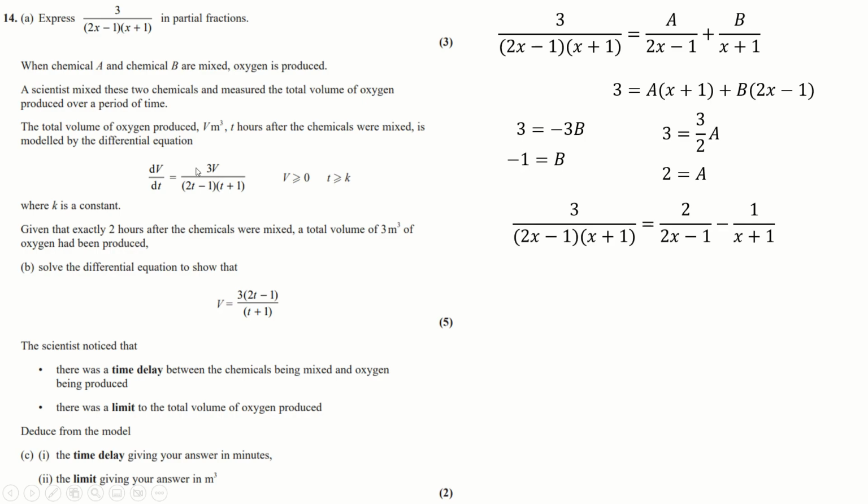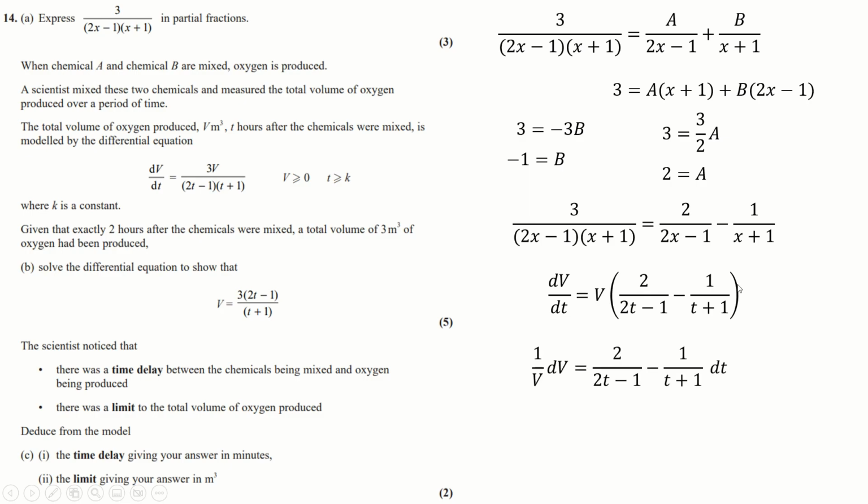Good. Now we've got a differential equation to do. So 3v over this is just this times by v, right? So I've just sort of factorized out v to the front here and then replaced this with this partial fraction here. And the reason I'm going to do that is because now I can divide both sides by v and times both sides by dt, and now it's separated. And now I can just imagine integral signs on both sides, integrate this for log v, integrate this for some more logs. Yeah, that looks good.